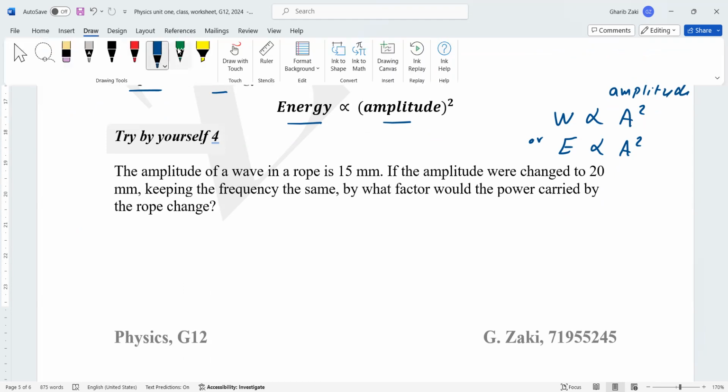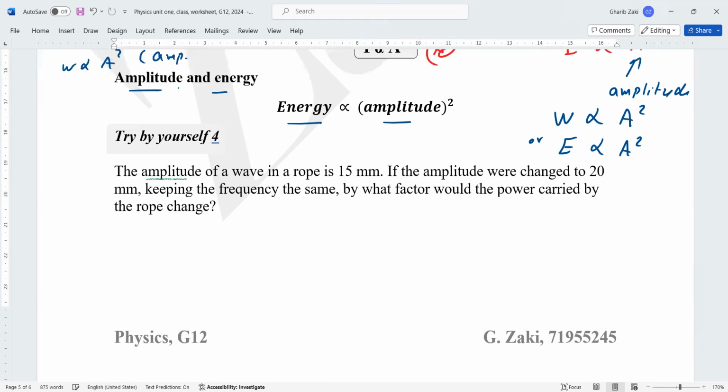Read the question. The amplitude of a wave in a rope is 15 millimeter. So this is the amplitude. If the amplitude changes, then we have two amplitudes. The first amplitude was 15 millimeter. If the amplitude changes to 20 millimeter, this is another amplitude, A2, 20 millimeter. Keeping the frequency the same, by what factor would the power carried by the rope change?